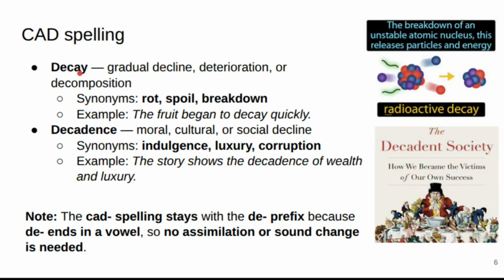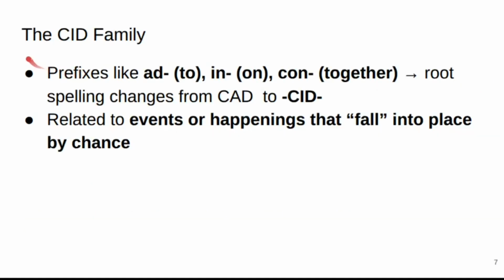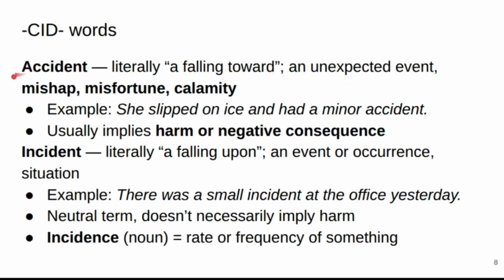Now let's look at the CID family. When cadere takes on prefixes like ad, to, in, on, or con, together, the root spelling often shifts to cid. Words in this family usually relate to events or happenings that fall into place by chance. Take accident, for example. Literally, it means a falling toward.